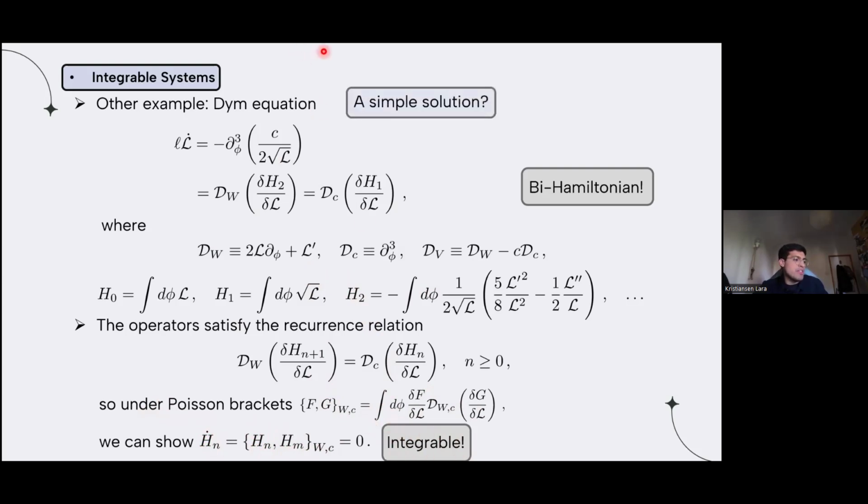And what about a simple solution of the equation? Why is it important to analyze a simple solution? Because with this simple solution, we will construct a black hole from the gravitational point of view. So what is a simple solution of this differential equation? Well, I think it is the zero mode. So in other words, L is equal to a constant.